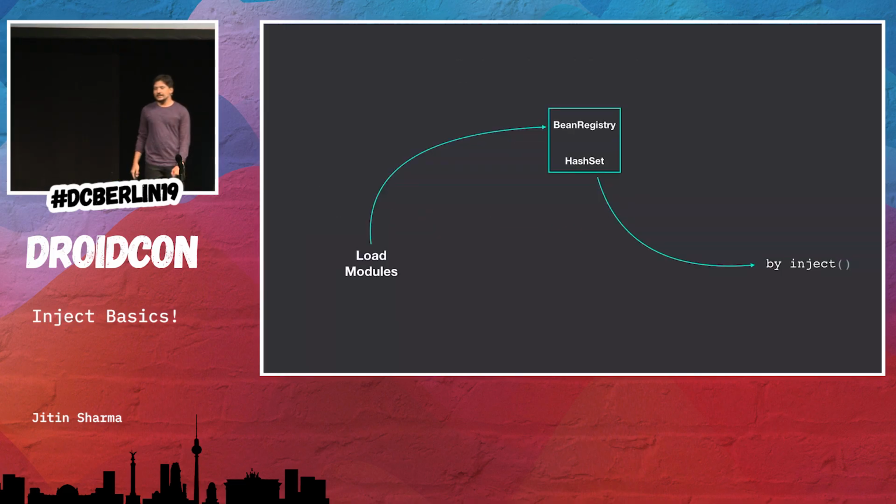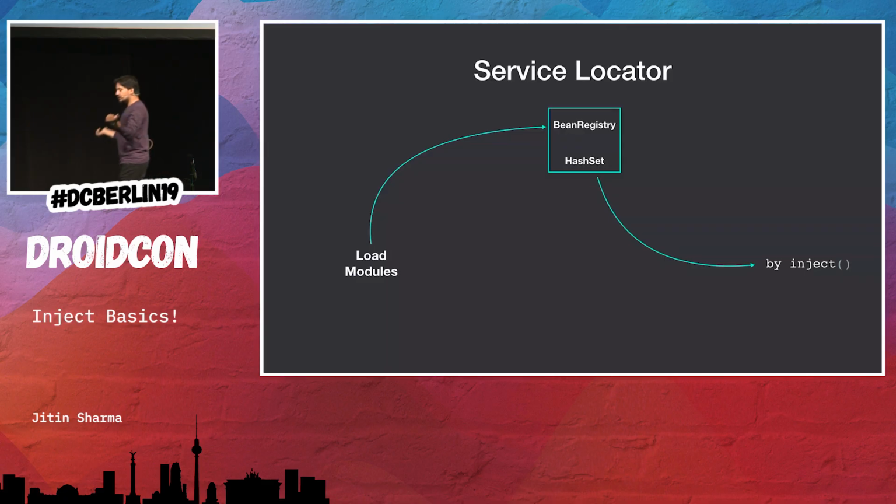Koin's internal usage is as simple as it looks. When you load modules, Koin takes all the dependencies from the modules and puts them into something called a bean registry, which is a set of dependencies. And when you call, they are retrieved from the set. That's it. And yes, you guessed it right. Koin is like a big fat service locator.